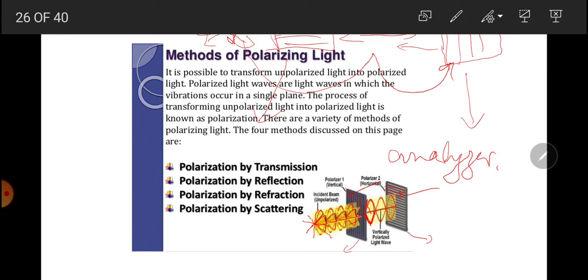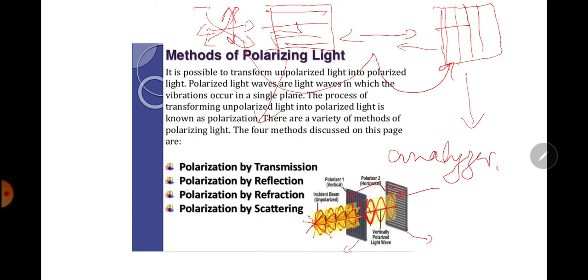Now it is possible to transform unpolarized light into polarized light. Polarized light waves are light waves in which the vibration occurs in a single plane. The process of transforming unpolarized ordinary light to polarized light by confining the vibration of ordinary light to one particular plane is called polarization. You can polarize light by transmission, by reflection. Polarization can take place through refraction and through scattering also.